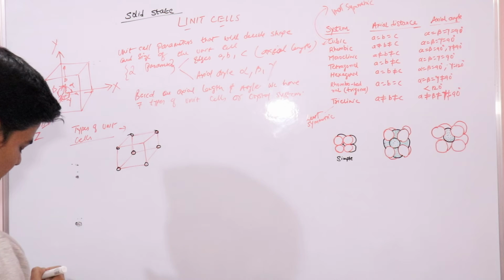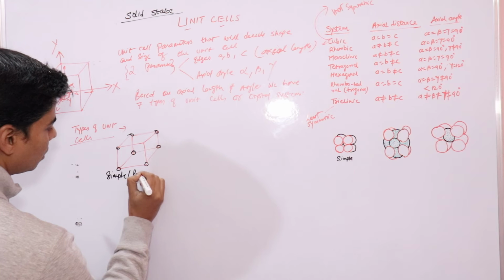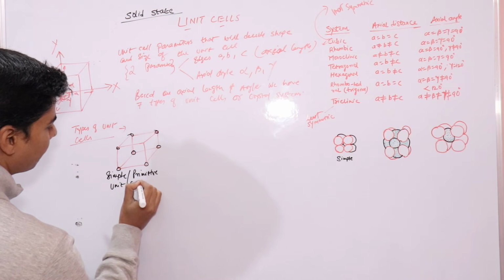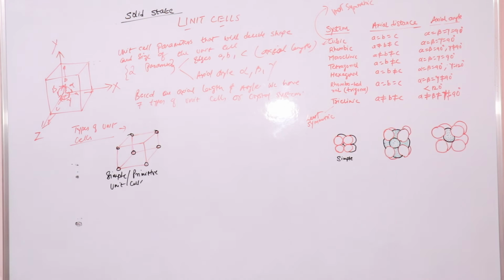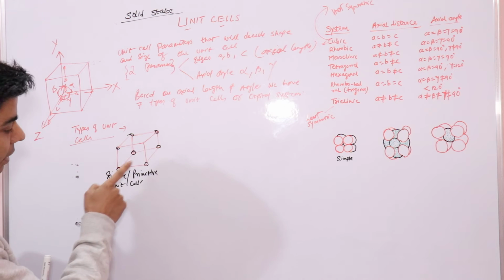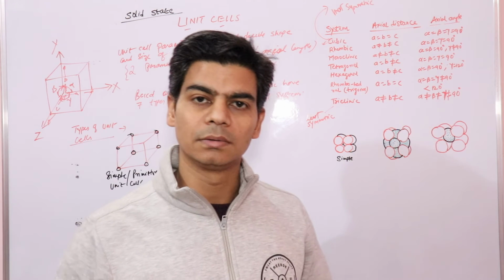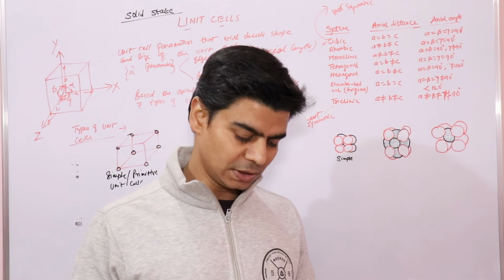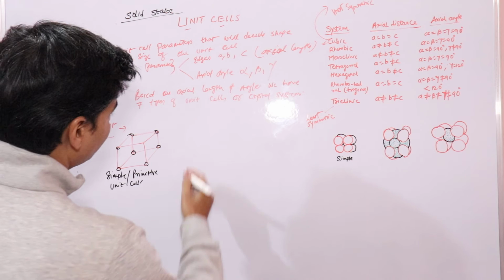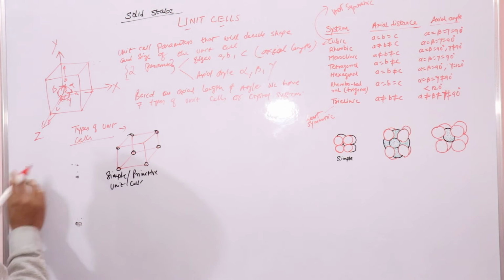This is your simple or primitive unit cell, right? Now there is another type of unit cell when the constituent particles, in addition to the corners, are also present at some other position, right? Then that type of unit cell is known as centered unit cell, right? Centered unit cell.